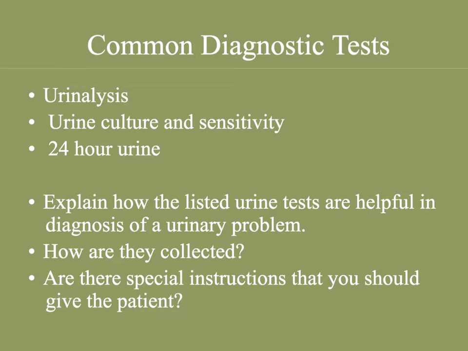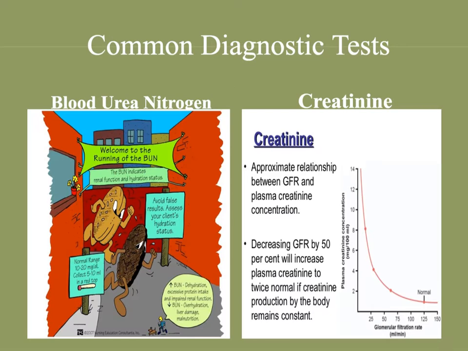And really review the instructions that you as the nurse would give the patient so that that specimen is collected correctly. Creatinine and blood urea nitrogen, or urea nitrogen, are other lab tests that can help us to identify if there are kidney disorders or kidney dysfunction. Creatinine is the product of the breakdown of protein in the body, and the kidneys are the only way that we get rid of creatinine.